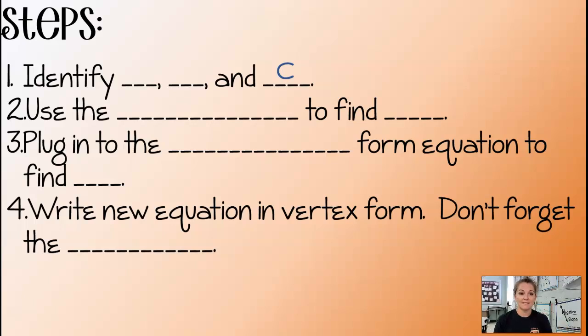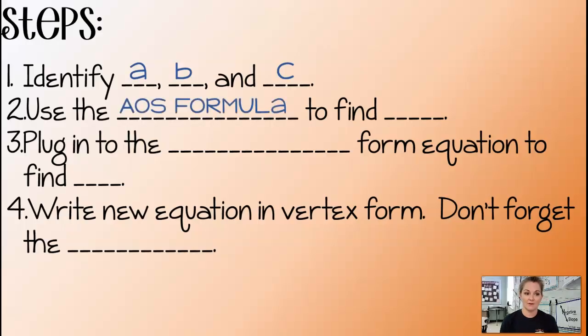Step 1, we're going to identify our a, b, and c. When we're starting in standard form, going from standard form to vertex form, we're first going to identify our a, b, and c. Then, step 2, we're going to use the AOS formula to find h. I just showed you what the formula was. We're going to use it to find h.